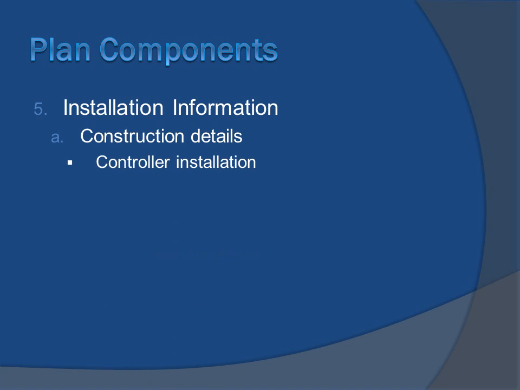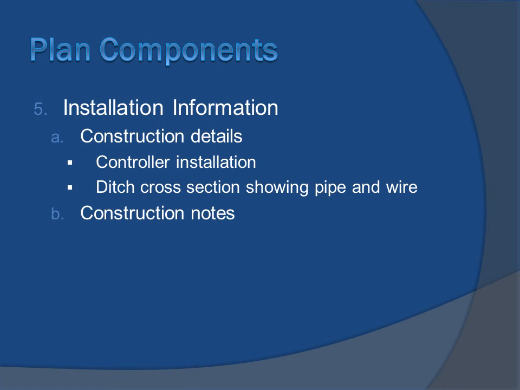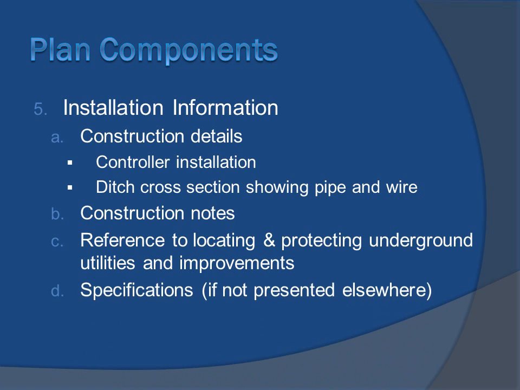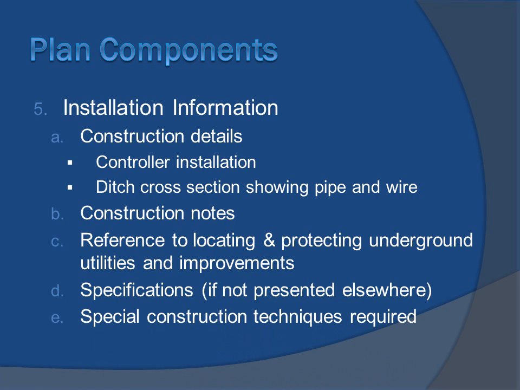The details again, the controller installation, the ditch cross section showing the pipe and the wire. Again, we can find all this stuff on irrigation. Probably some of your suppliers will have all these drawings, and the use of sticky back on hand drawn plans is awesome. Construction notes, reference to locating and protecting underground utilities and improvements, and specifications if not presented elsewhere. Special construction techniques required. I mean, all this, and what did we say at the beginning of this? Not every single thing has to be on the plan all the time.